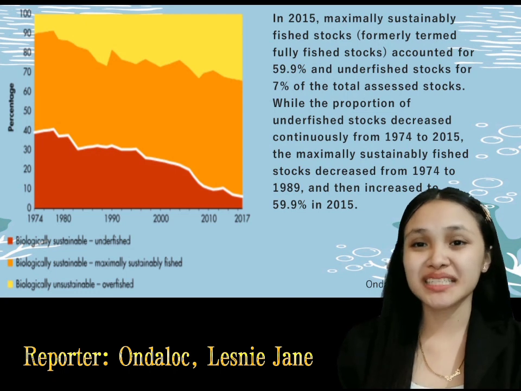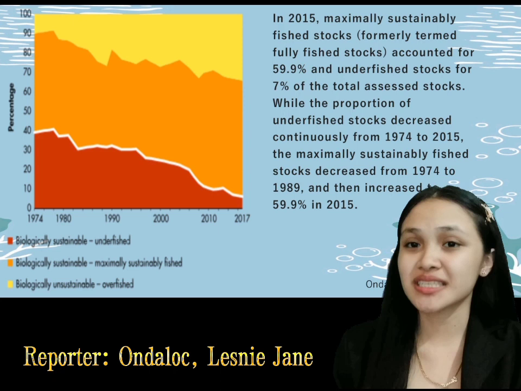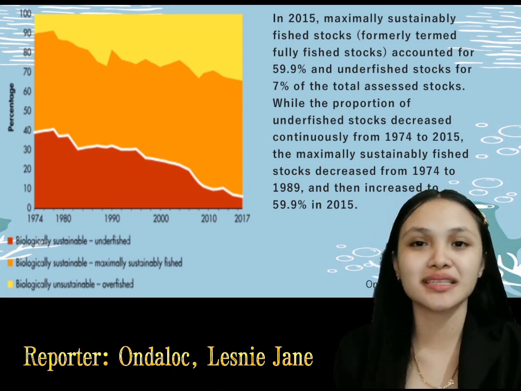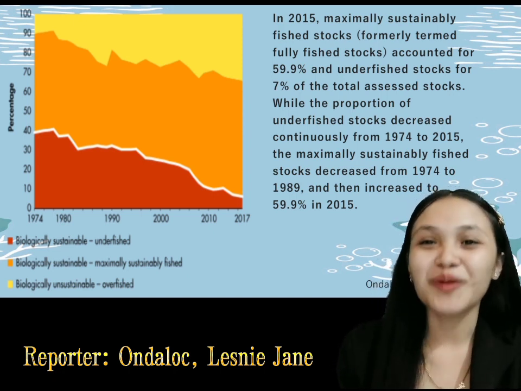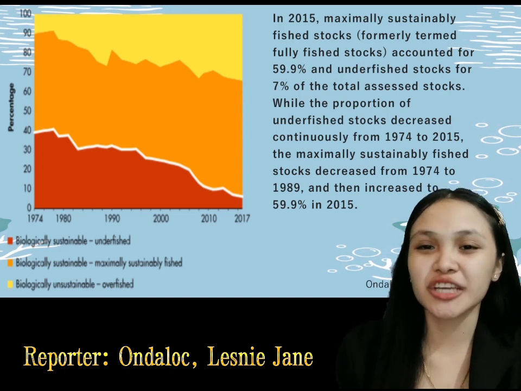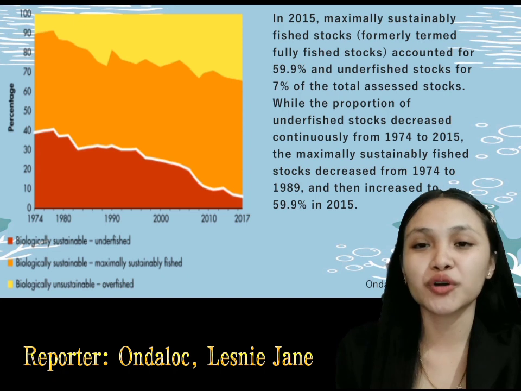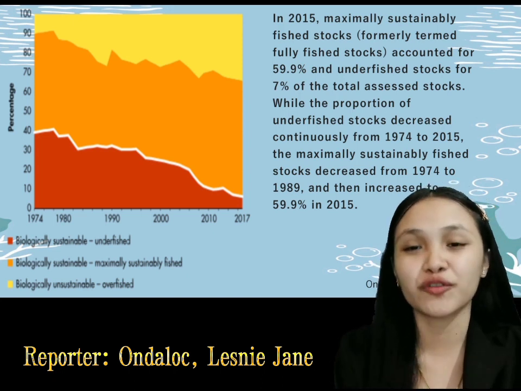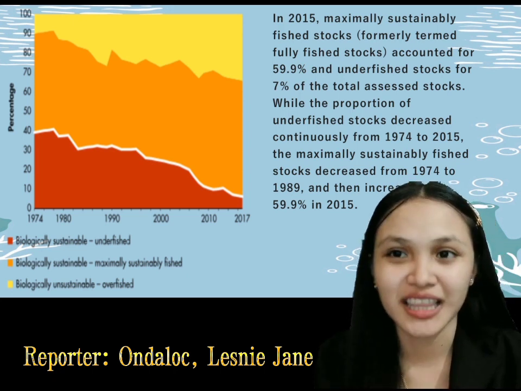In 2015, maximally sustainable fish stocks, previously known as fully fished stocks, accounted for 59.9% of total evaluated stocks, while underfished stocks accounted for 7%. While the number of underfished populations decreased steadily from 1974 to 2015, the number of maximally sustainable fish stocks decreased from 1974 to 1989 before increasing to 59.9% in 2015.